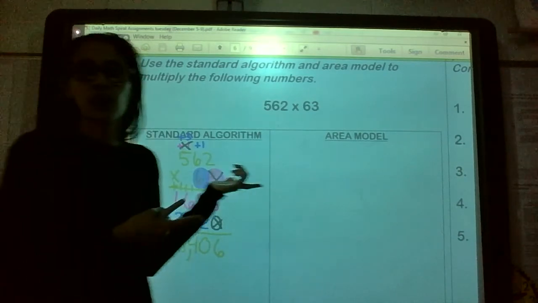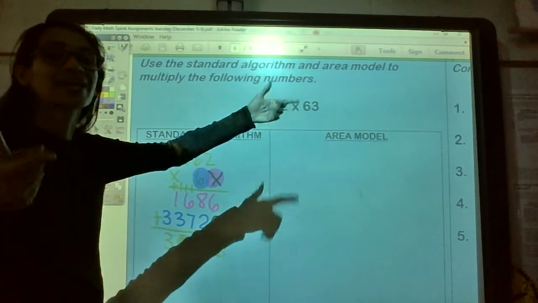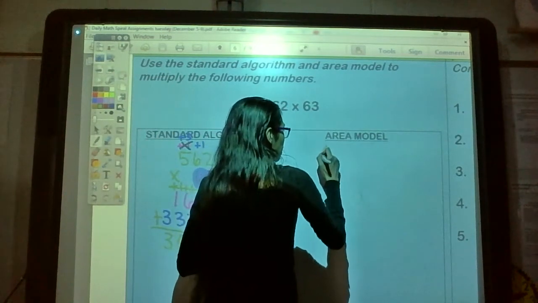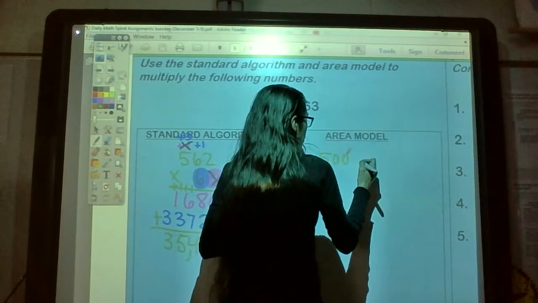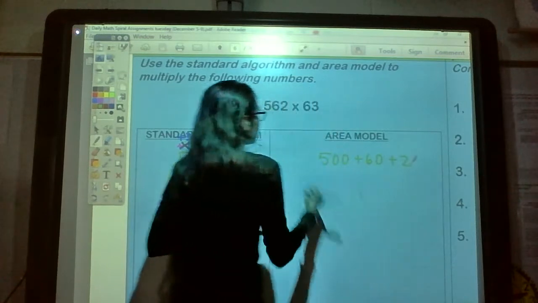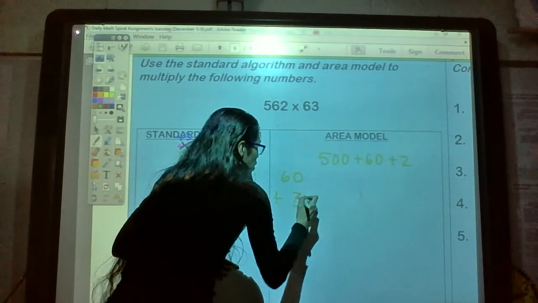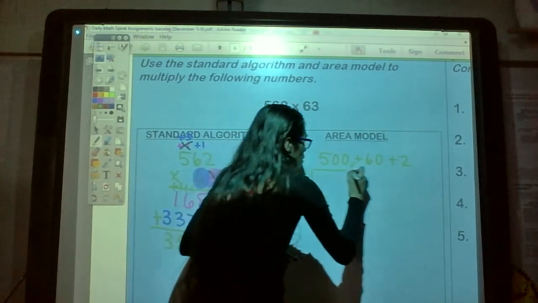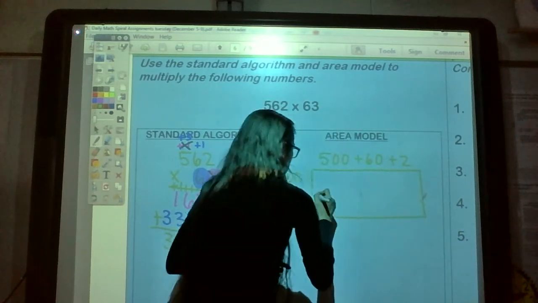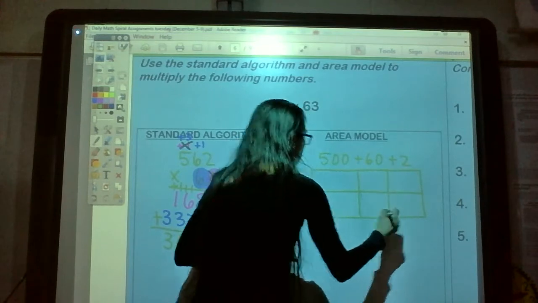All right, now we need to do the area model. First, we need to write each number in expanded form. So write that 562 in expanded form: 500 plus 60 plus 2. And then 60 plus 3 over here. Let's draw our rectangle. 2 rows, 3 columns.